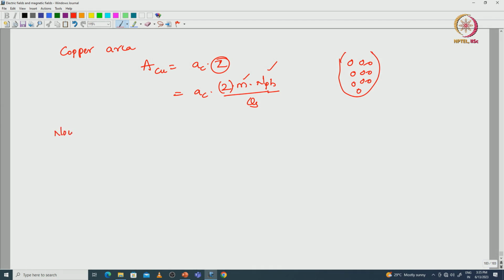Now, we will calculate the length of a coil. We are going into detail with respect to the winding structure. So, copper area we have calculated and area of each conductor also we have calculated, and current rating, or we can say SWG data, also we have calculated. Next thing is the length of each coil.